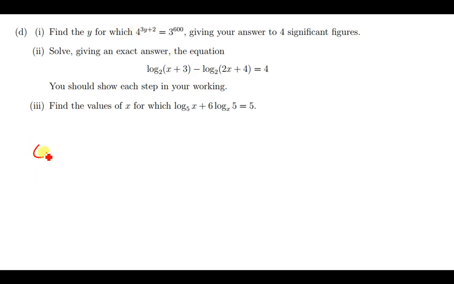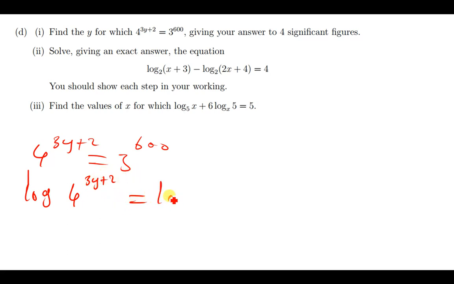The first one we have 4 to the power 3y plus 2 is equal to 3 to the power 600. So for this one, what you just need to do is to introduce logs on both sides. You cannot solve this one without using a calculator. So you can introduce ln or log on both sides. When I introduce log, I'm going to have log 4 to the power 3y plus 2 on this side is equal to log 3 to the power 600.